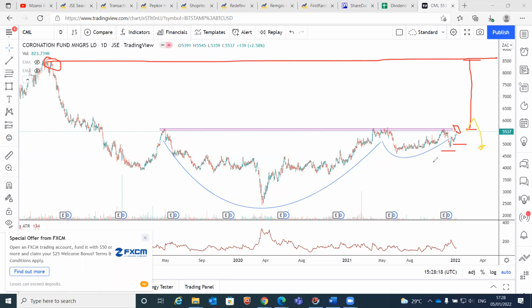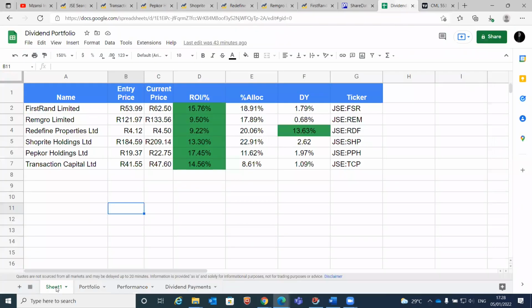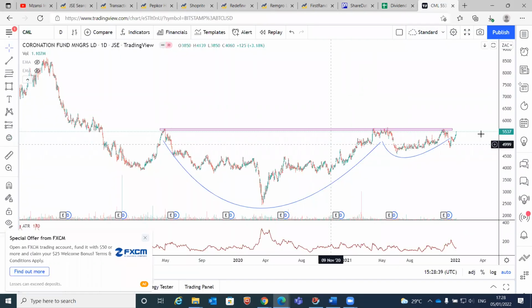The current dividend portfolio that I have, the 6 companies that I have there, and also to share with you some of the dividends that I have received. Like I said, these companies, I have Firstrand, Remgro, Redefine, Shoprite, Pepkor, Transaction Capital. This is my current dividend portfolio. At some point, I might add Coronation Fund Managers, depending on whether it does meet my buy criteria.